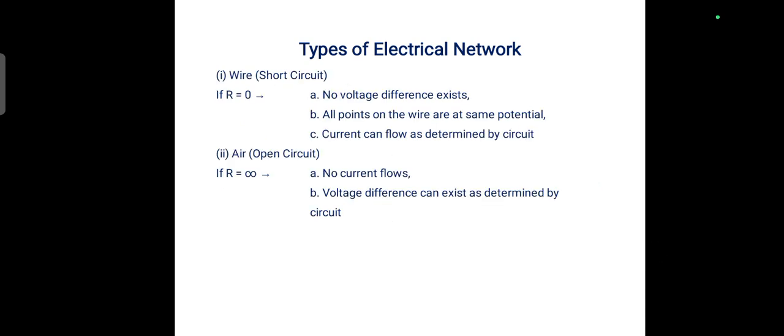In the short circuit, a wire is connected between two terminals. That is, if R is equal to 0, no voltage difference exists and all points on the wire are at the same potential, and current can flow as determined by the circuit. And in an open circuit, there is no physical connection, only air between the two terminals. So here R is infinity, so no current flows. The voltage difference can exist as determined by the circuit.